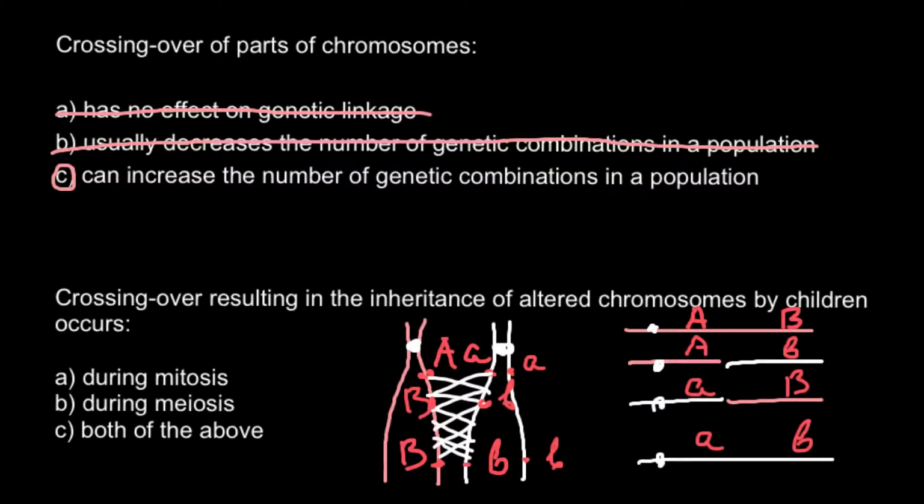Crossing over resulting in the inheritance of altered chromosomes by children occurs, and as you see here are the three answers: during mitosis, during meiosis, and both of the above. And of course this process happens during meiosis, answer B, and it was very hard for me not to say this word while I was explaining what's going on in this picture, because we can see such a process only during meiosis, and meiosis happens only in sex cells or germline cells.